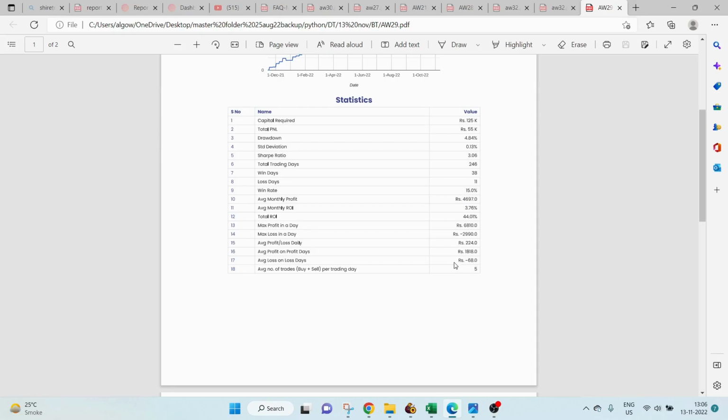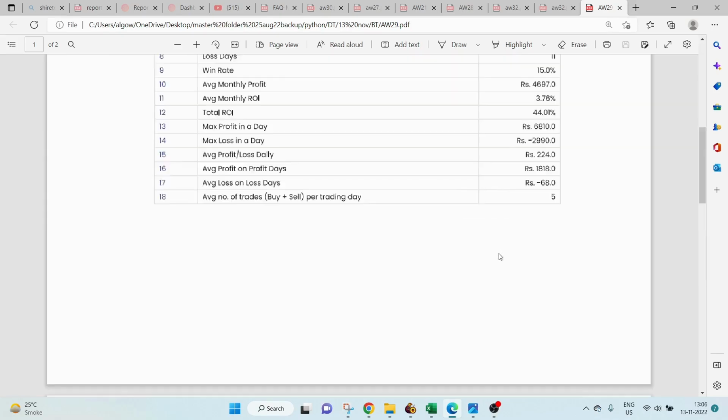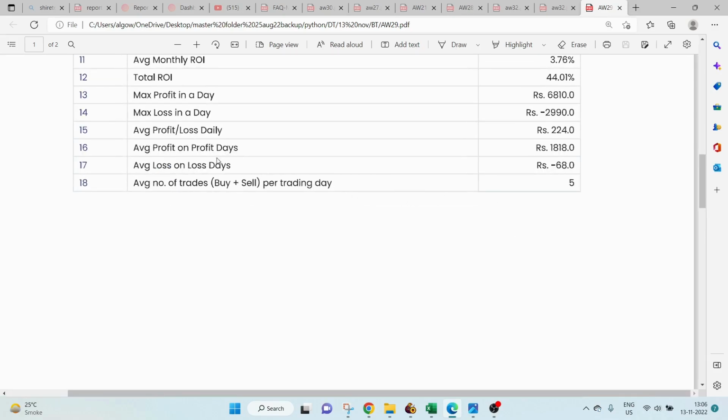And another parameter, if you see here, let me just make it a little bigger. Average profit on profit days is 1818, average loss on losing days is 68 rupees only. So that is one major point. If you see another parameter, serial number 13 and 14, maximum profit in a day is 6810, maximum loss in a day is 2990. So these numbers or parameters are very comforting for the trading, which emotionally otherwise is not very comforting when we have these numbers very bad.